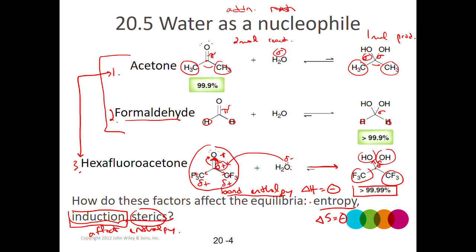Right? So we know the entropy favors the reactant side because there's more moles on that side. The enthalpy generally favors the product side because you're converting a pi bond to a sigma bond. But depending on the sterics and the induction effects, the product side might be disfavored by sterics since it's more crowded, and the reactant side might be disfavored by induction if there's too much partial positive on the carbonyl carbon.